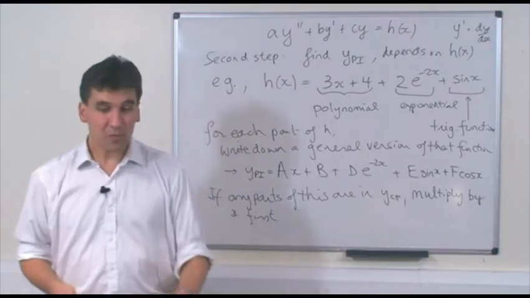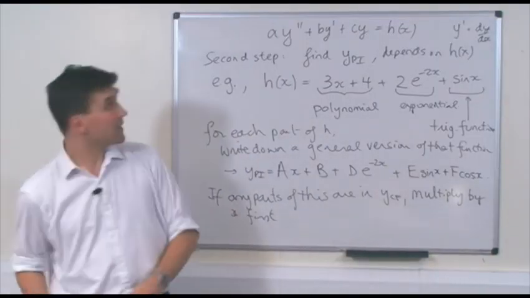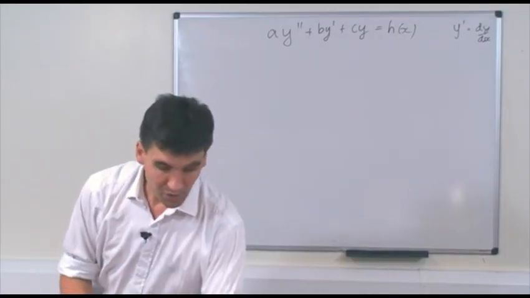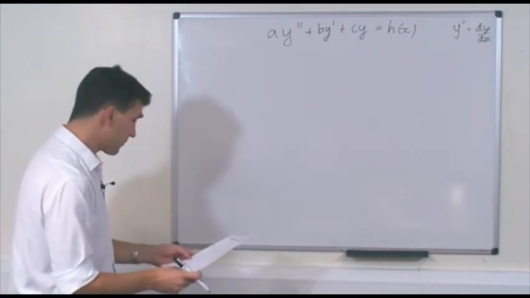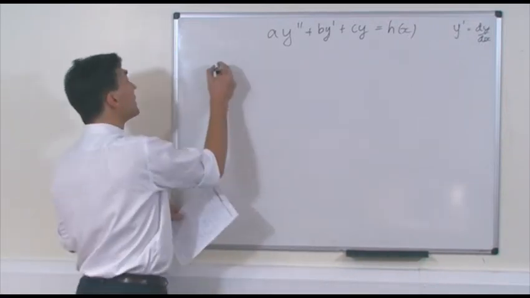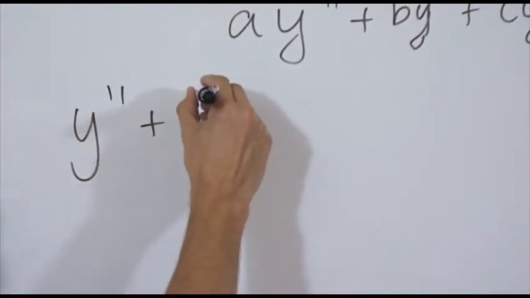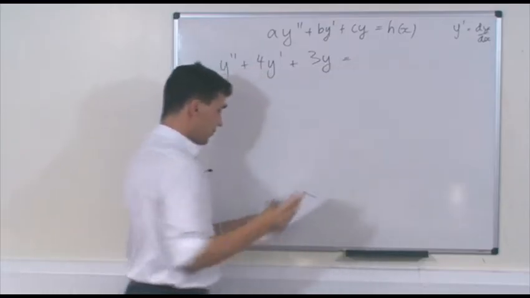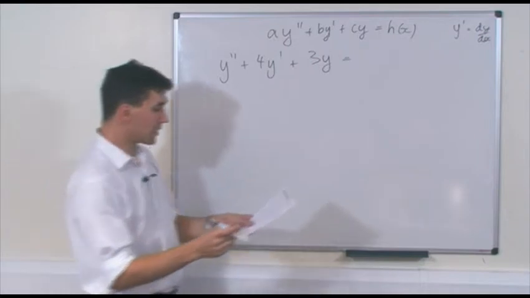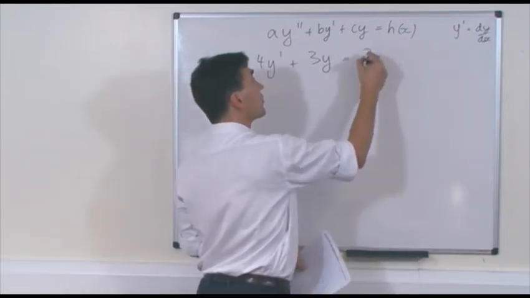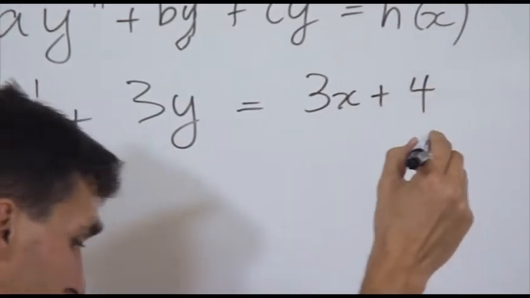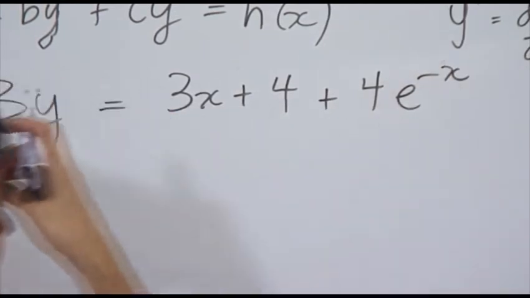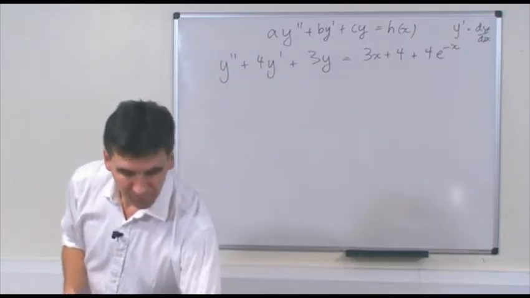Okay, so the best way to proceed is to take a specific example. For the first example, I'll use the same differential equation as in the previous podcast: y'' + 4y' + 3y. Previously we solved that equal to 0, but now we're going to solve it equal to 3x + 4 + 4e^(-x). Okay, so that's the problem we're going to solve.